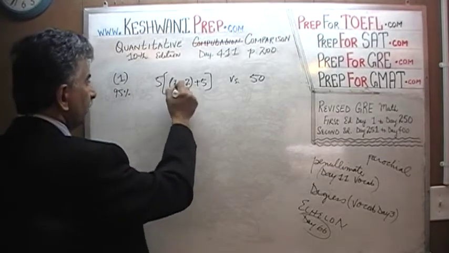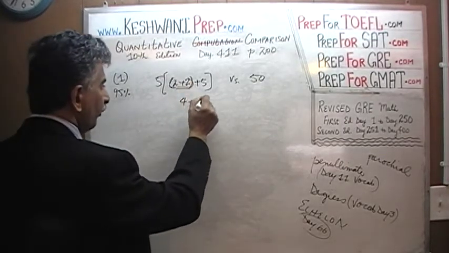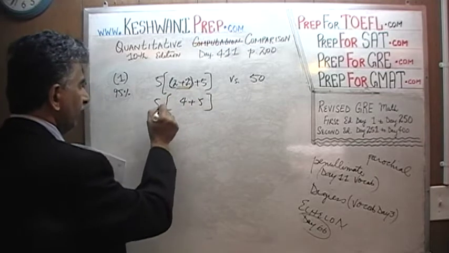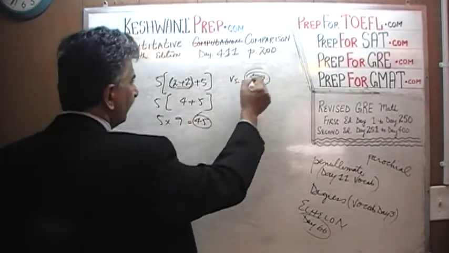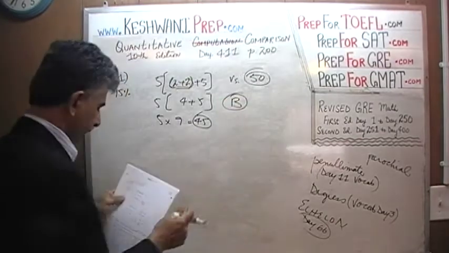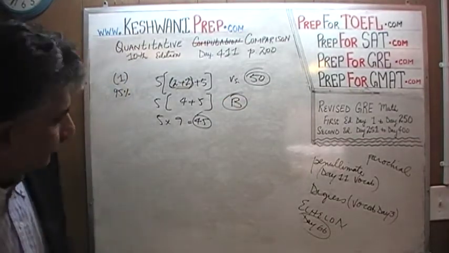2 plus 2, we do the parenthesis first. 2 plus 2 is 4. 4 plus 5 is going to be 9, so it's going to be 5 times 9, which is 45. 45 versus 50, the answer is B. As you can see, there is nothing to it.